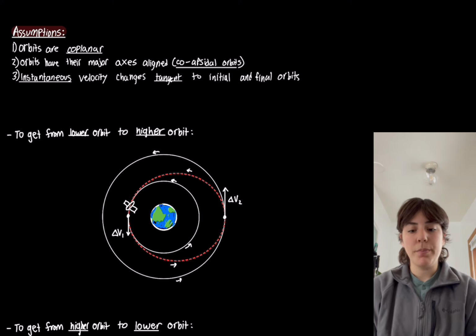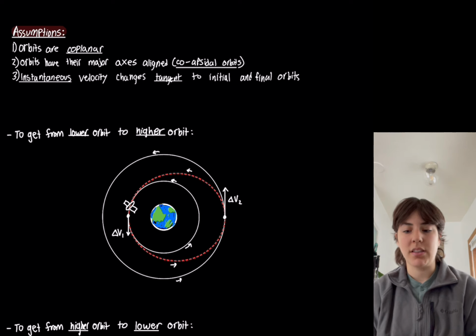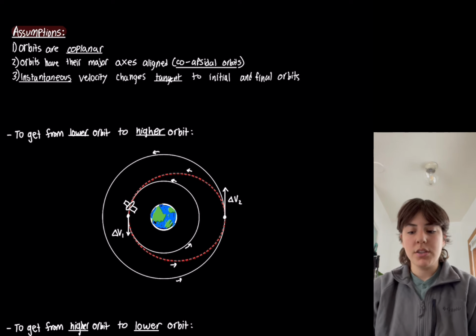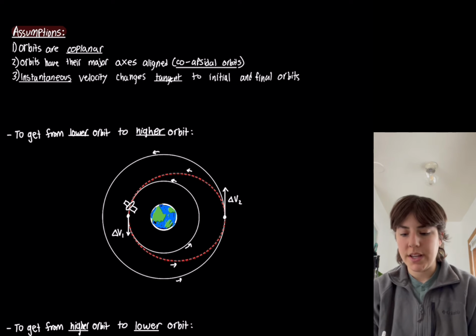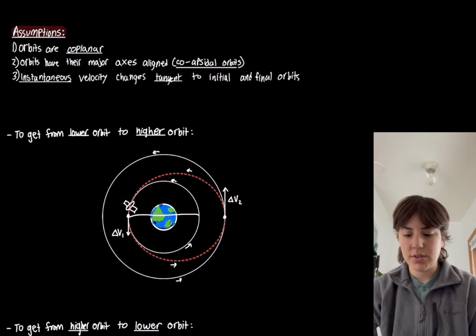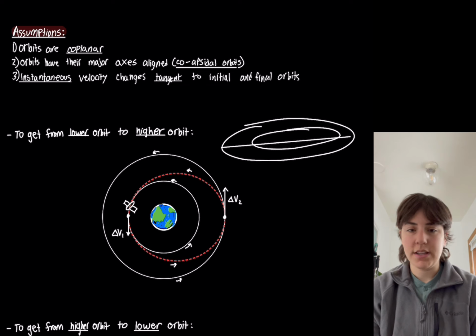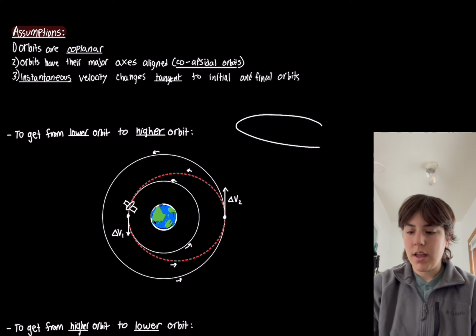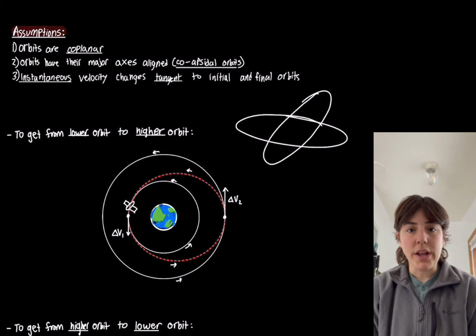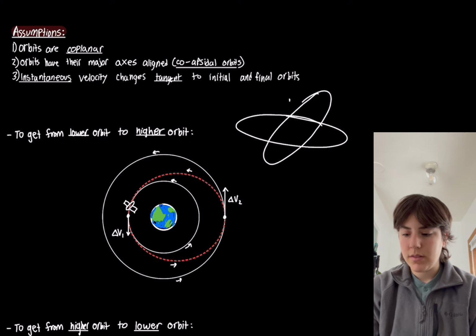The second one would be that the orbits have their major axes aligned. They are coaxial. So if you can see in this image right here, this is the major axes of the first orbit, and this is the major axes of the second orbit. They are parallel and aligned. And if we have elliptical orbits, this is their major axes. They share major axes, so you can do it like that. You can't do a Hohmann transfer when your orbits look like this.